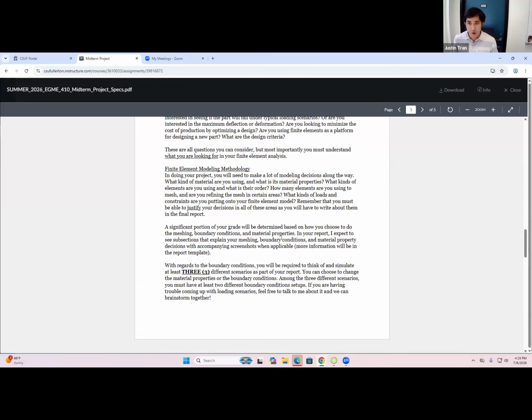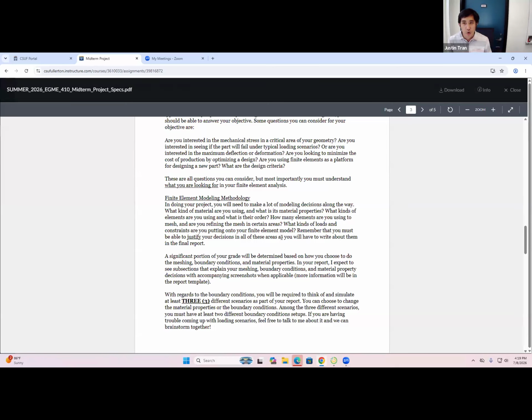Okay, good. The next requirement for the project is your finite element modeling and methodology decisions. In producing a finite element simulation on this geometry, you're going to be making a lot of modeling decisions along the way. Very basic things like: what material are you going to use? What are its material properties? What kinds of elements are you going to use? What is the element size, the element order, the element shape? How many elements are going to be in the mesh? Are you going to add any refinement?